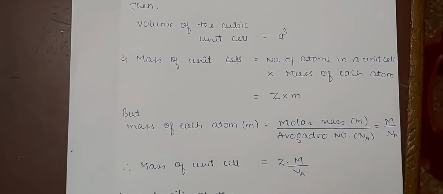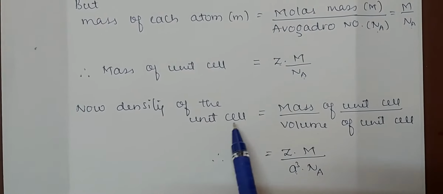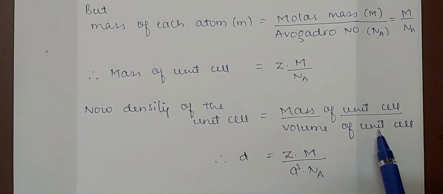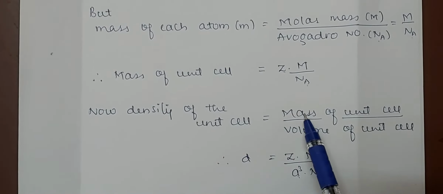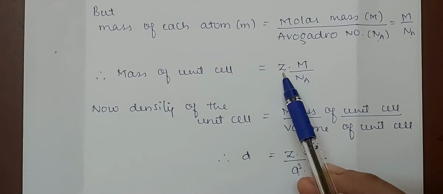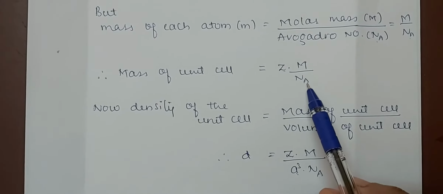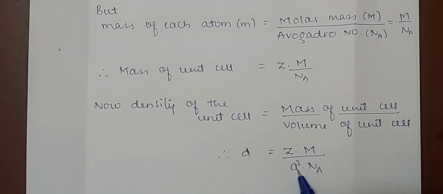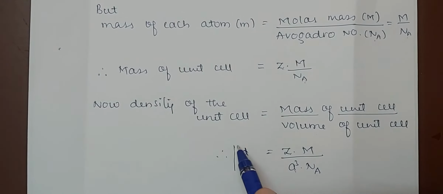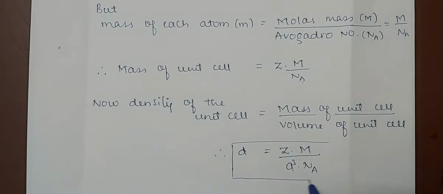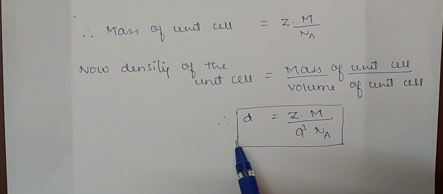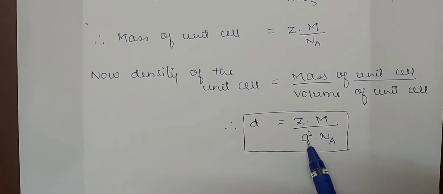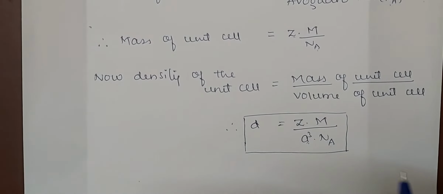We have the relation, that is density of the unit cell is equal to mass of unit cell divided by volume of unit cell. It is mass by volume. So what is mass here? Mass of unit cell, it is Z into M by Na, and volume of unit cell is A cube. So this is relation between density and edge length. Therefore, density is equal to Z into M divided by A cube into Na.